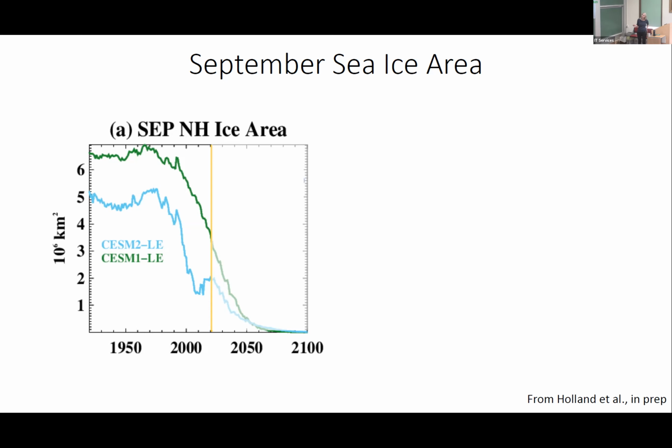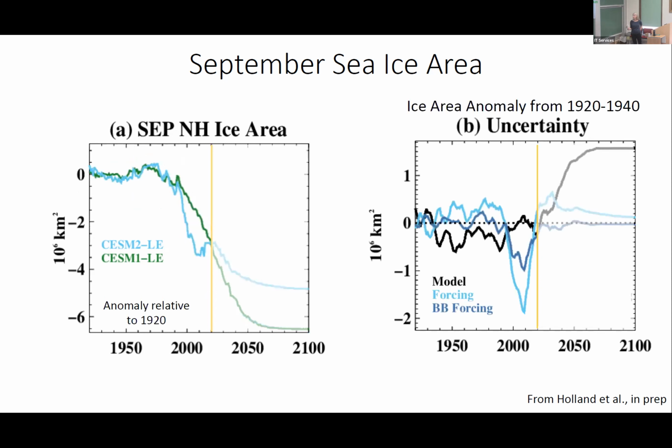But it also looks like there's differences in the rate of sea ice loss at the end of this historical period. So we can highlight that by looking at the anomalies. And what you see is that indeed the CESM2 large ensemble has much more rapid sea ice loss. It then actually stabilizes, and this is in an ensemble mean of 50 members. This is not internal variability. This is a forced response. It stabilizes for about a decade or more and even rebounds a little bit.